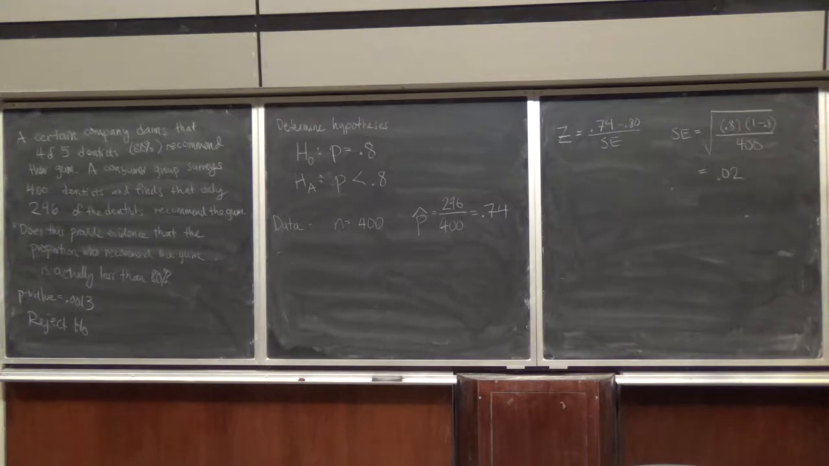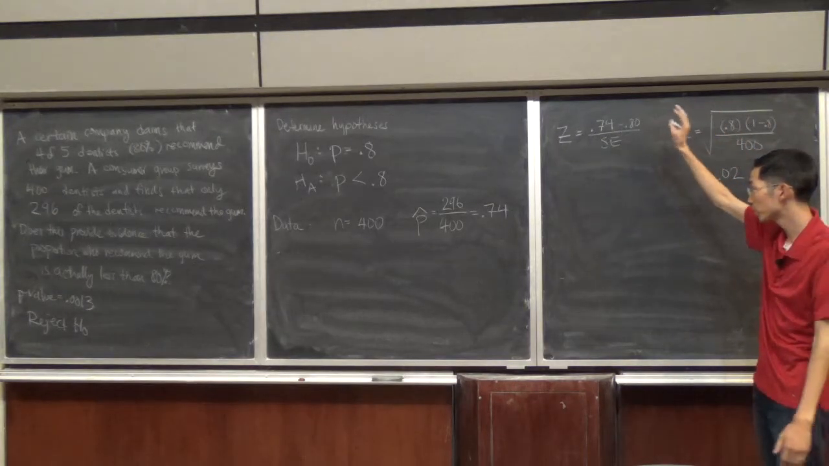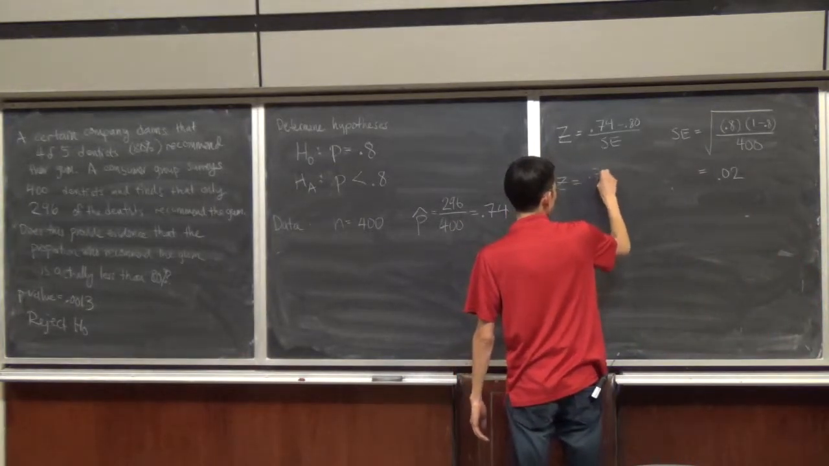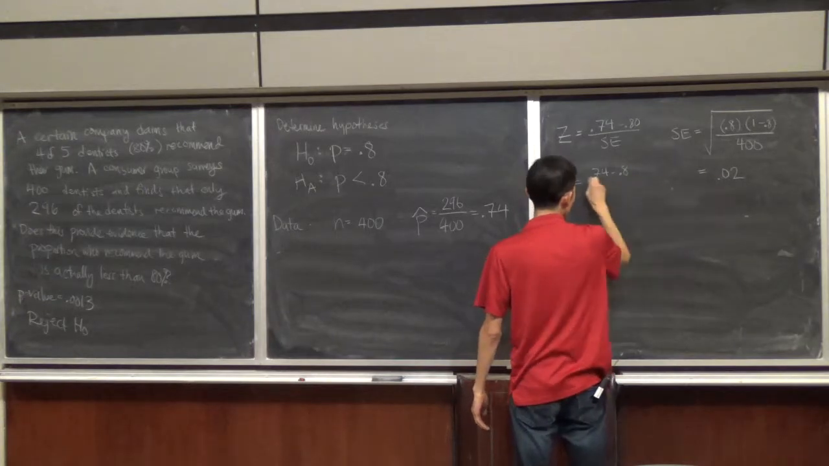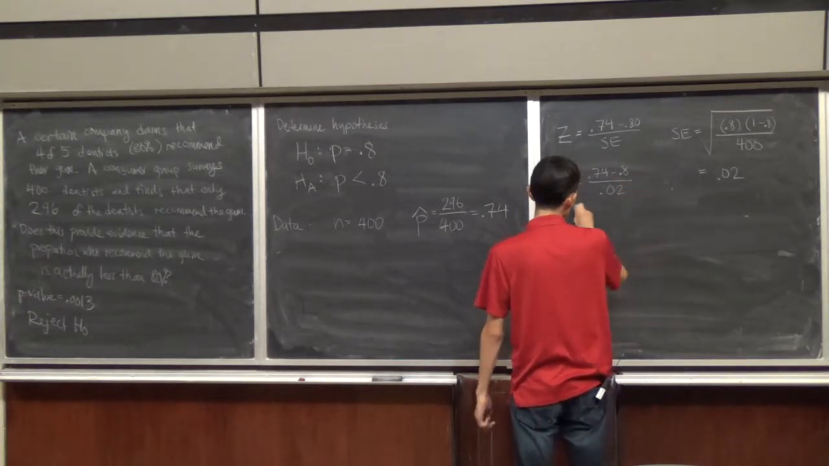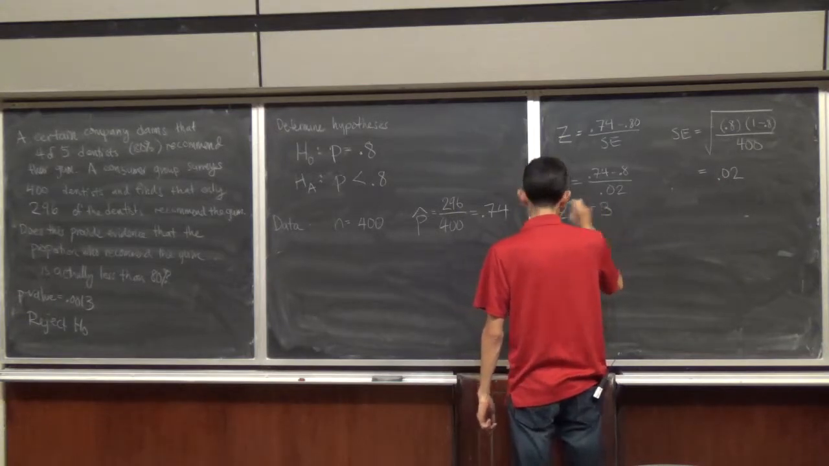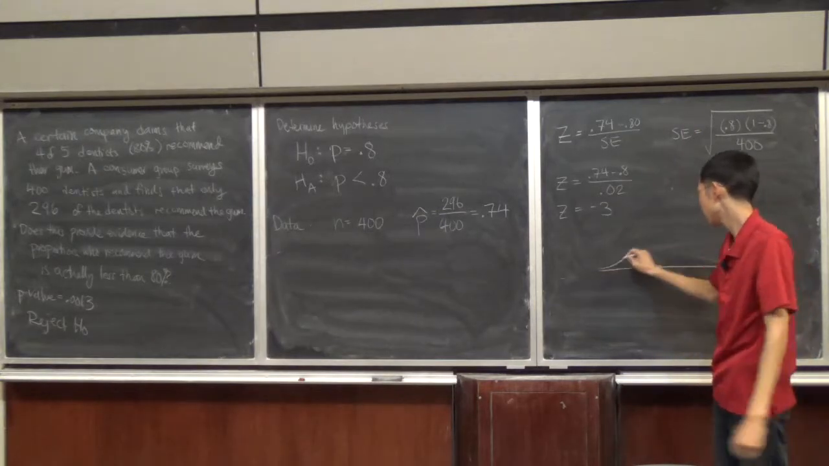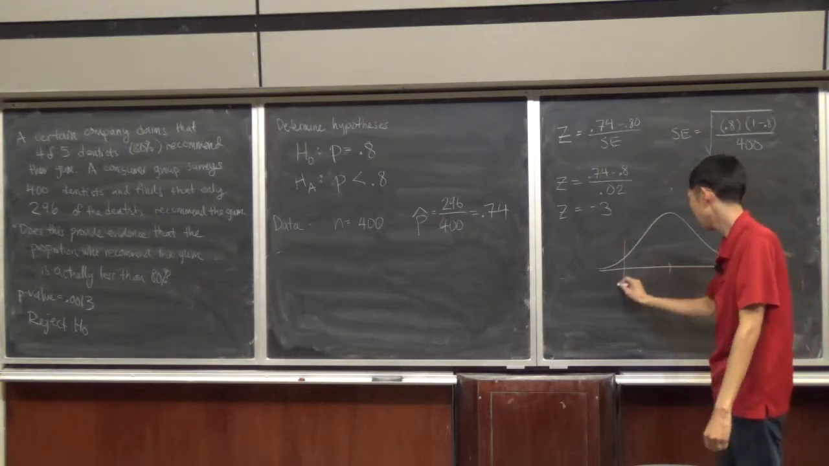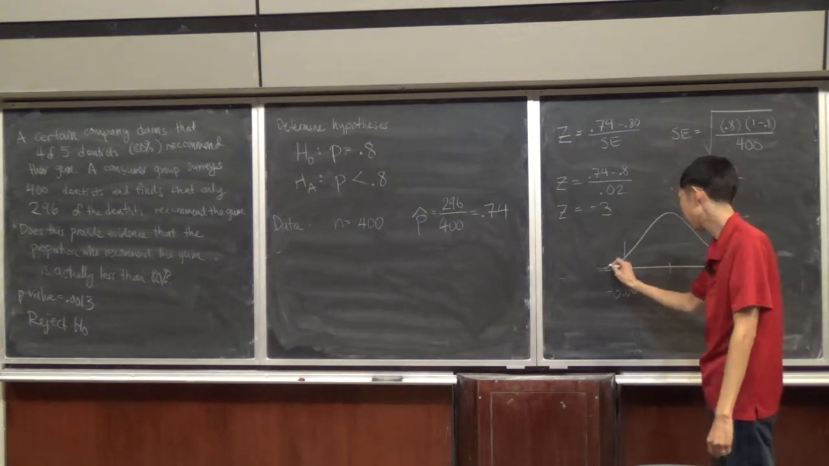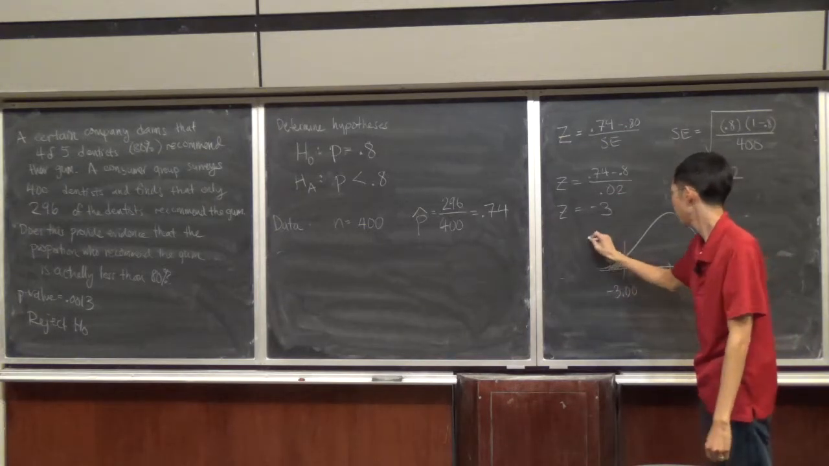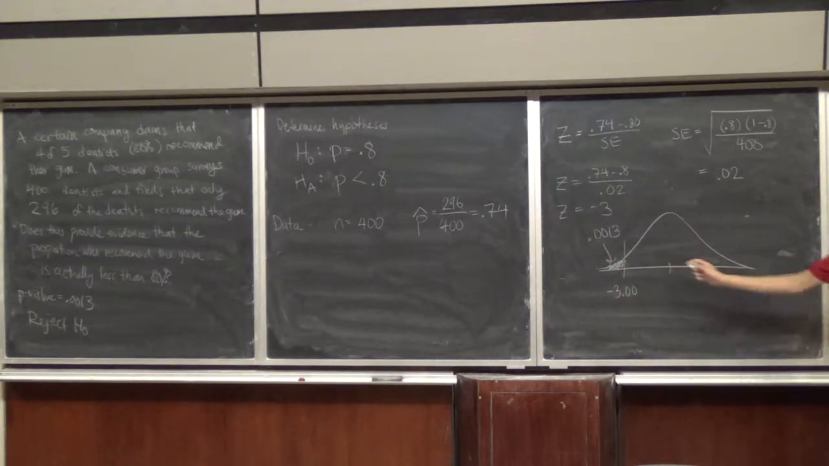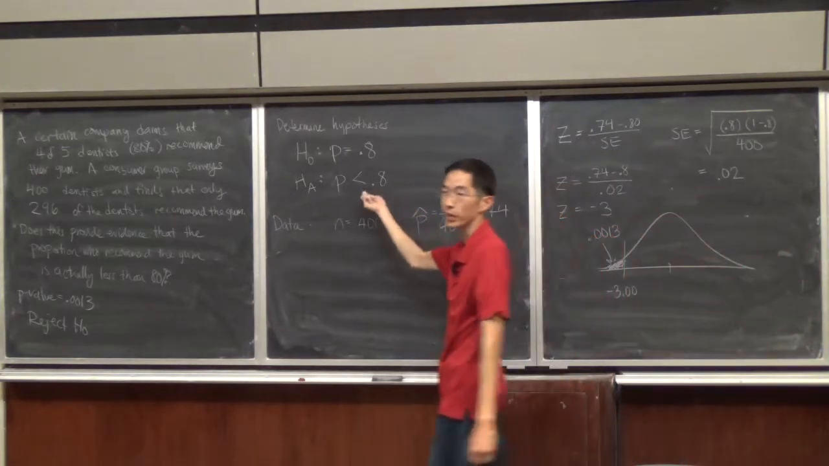Okay, so anyway, going back to this, our z-score is 0.74 minus 0.8 divided by the standard error, which we determined was 0.02, and we get a z-score of what? -3. Z-score is equal to -3. I go to the z-table, I look up -3.00, and what do I get? 0.0013. That's the area to the left, and that's what I'm going for because my alternative hypothesis has a less than sign.